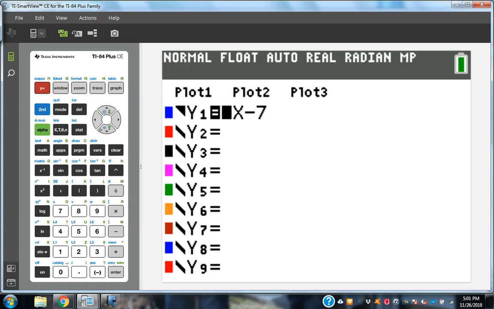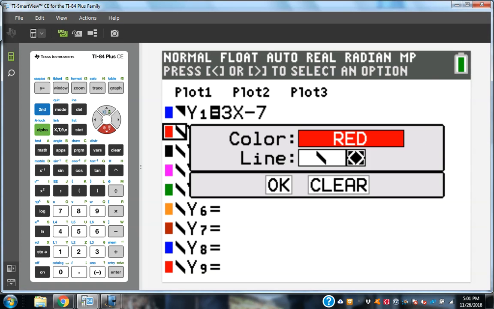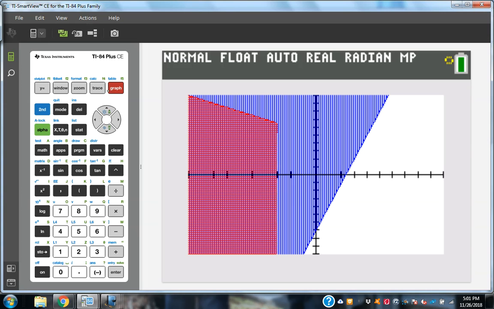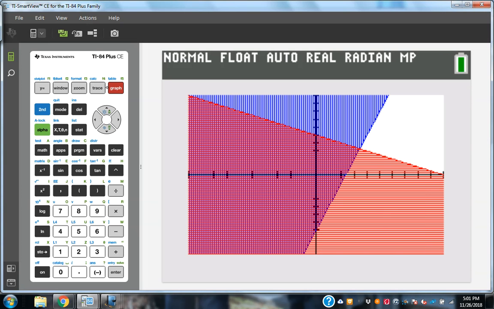And then the second one, you go to -1/2 x plus 5. And then we were shading below that line. Hit enter. And there we go. Okay. Hit graph. And there we see basically the same picture we were making with that. You can use that to get a good idea of that.